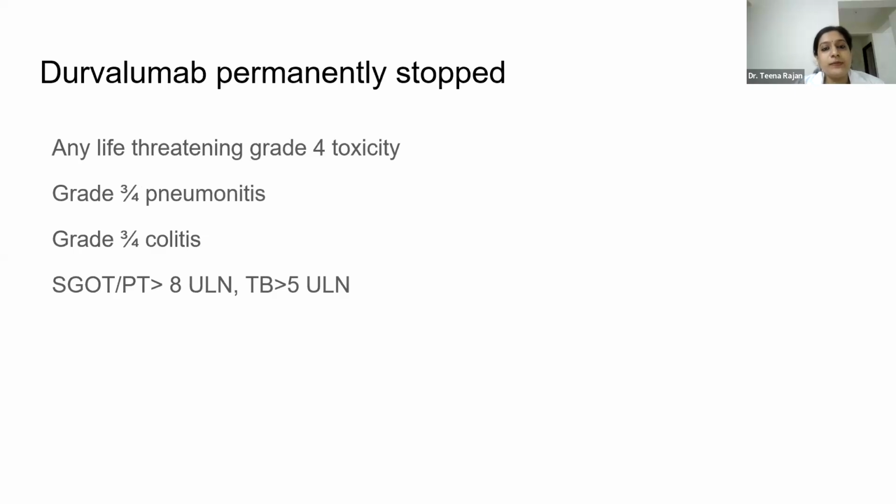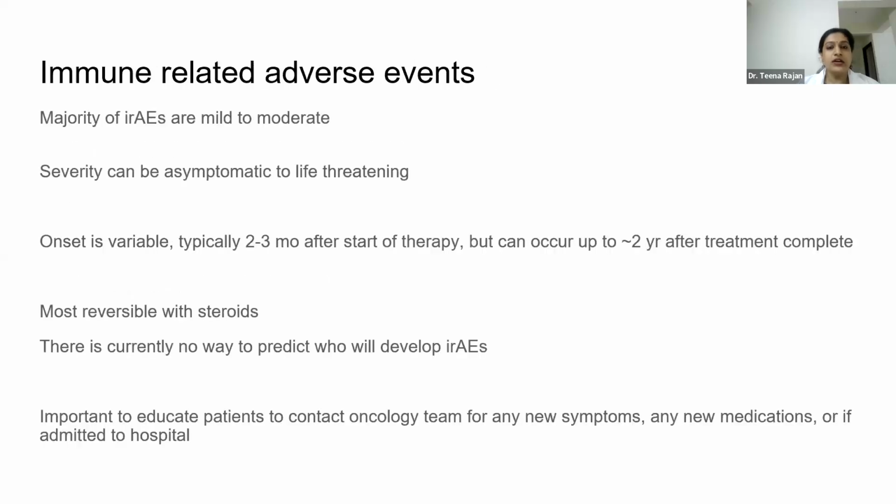And durvalumab should be permanently stopped if there is any life-threatening grade 4 toxicity, grade 3 or 4 pneumonitis, grade 3 or 4 colitis, or when SGOT/SGPT levels are more than 8 times the upper limit of normal, or total bilirubin more than 5 times the upper limit of normal.